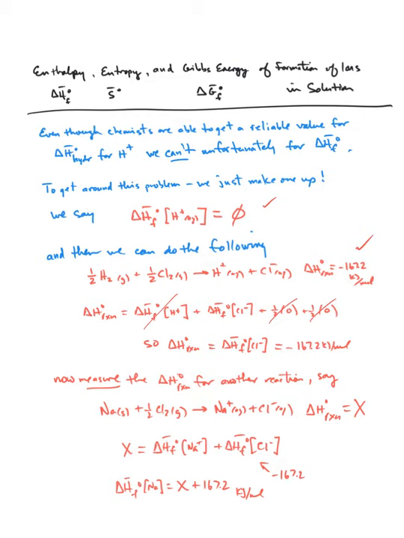Now, measure the delta H of reaction for another reaction, say this one: sodium solid with chlorine gas to give sodium ions and chloride ions. If you can measure that value, which I've just written as an X here, that's going to be equal to the delta H of formation of the products minus the reactants. We just got the chloride value in the previous step, so we can solve for the sodium value here. Okay.